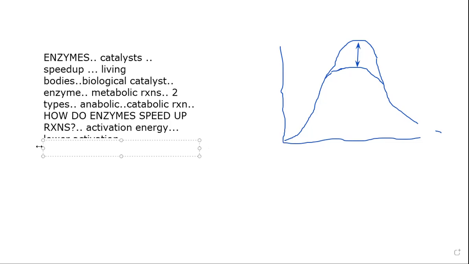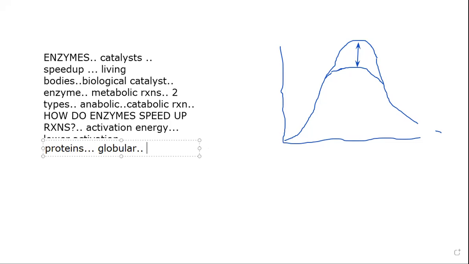Now, first of all, what is the nature of enzymes? Most of the enzymes are protein in nature. I said most of the enzymes, not all the enzymes. And what type of proteins? They are globular proteins. Globular protein means they are soluble in water, soluble in the liquid medium.